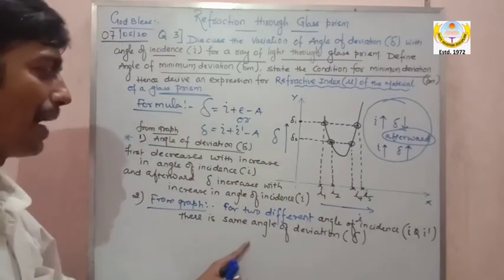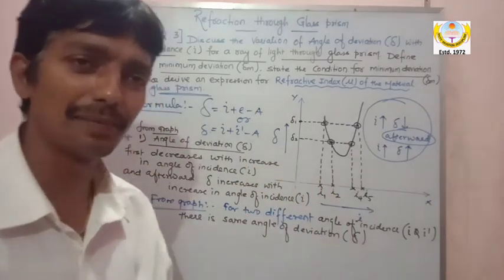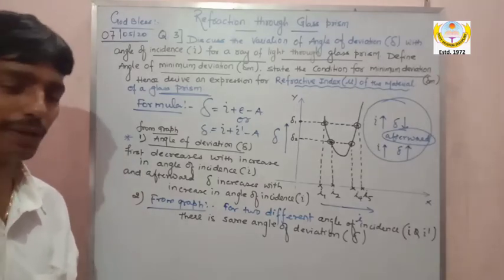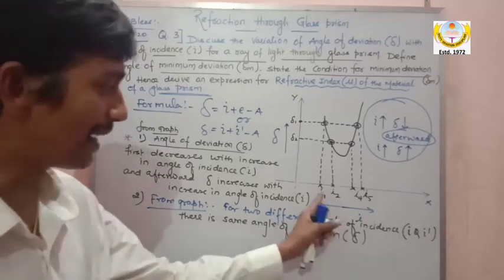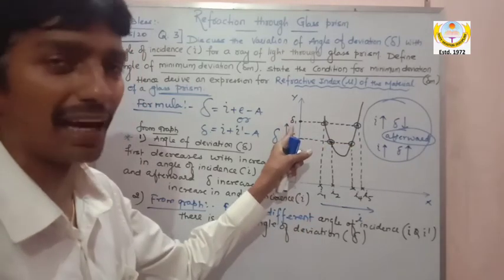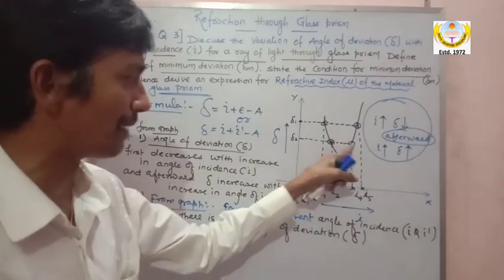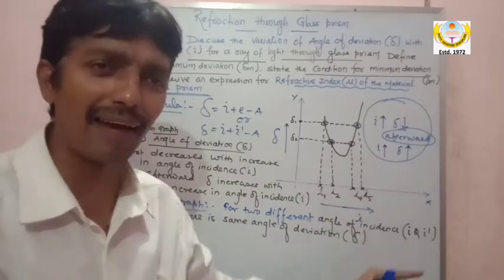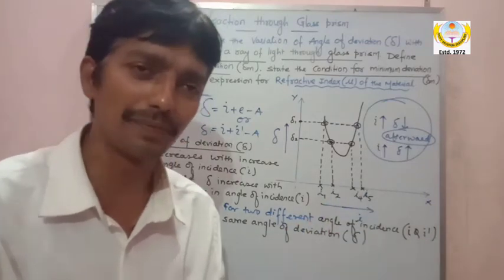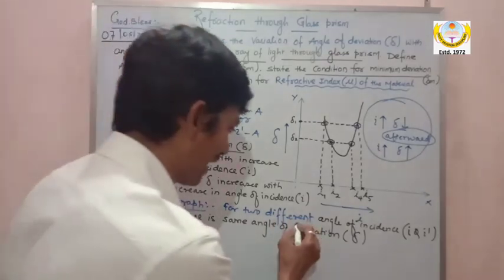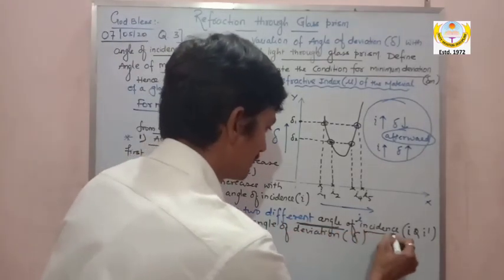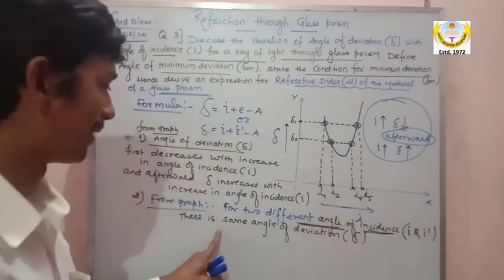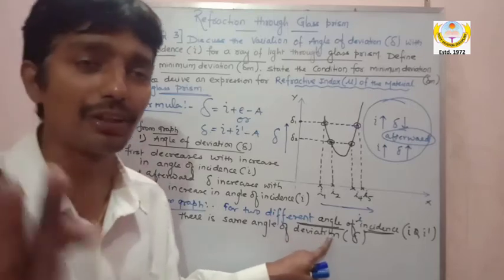There is the same angle of deviation, delta. You can see, for I1 and I5 the angle of deviation is the same, delta 1. For I2 and I4, the angle of deviation is the same, that is delta 2. Now I have not taken 1, 2, 4, 5 here. I have taken one as I and the other as I dash. And I observe there are two different angles of incidence. I1, I5, I2, I4 are different angles of incidence, but they have the same angle of deviation.